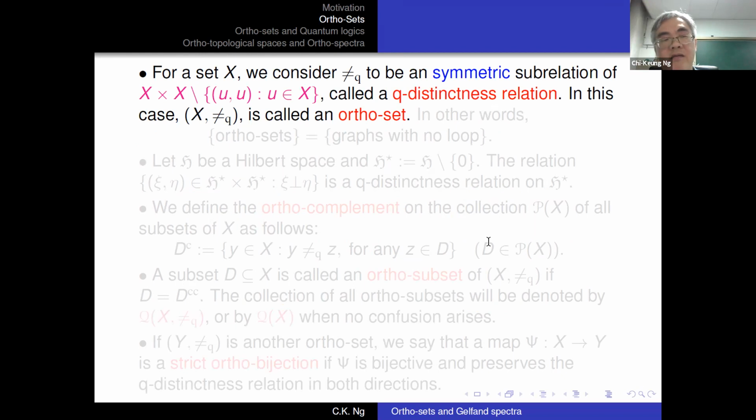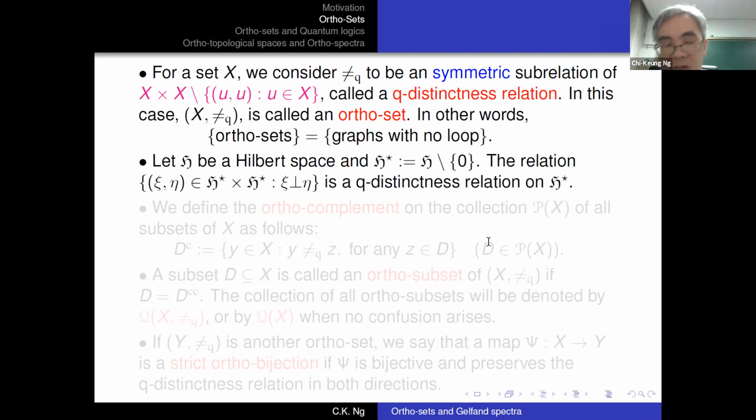An ortho set is just a set X, and we equip it with a new distinctness relation, which is a symmetric sub-relation of the usual distinctness relation. In other words, an ortho set is just a graph with no loops, a graph that does not have an edge starting from itself to itself. A very simple example is that you take a Hilbert space and take away the zero point, and we consider the orthogonality relation on that set H minus zero, and it is a Q-distinctness relation.